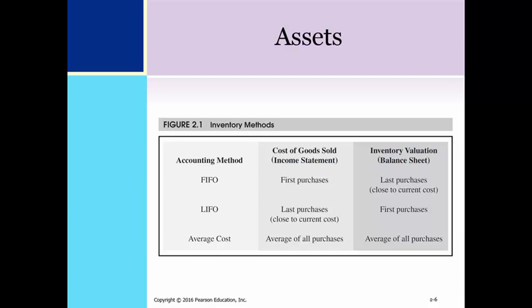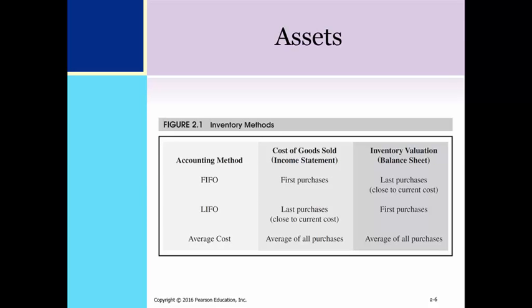Therefore, the first purchases or goods manufactured will be reported as cost of goods sold, while the inventory account on the balance sheet will include the last purchases or goods manufactured. The last goods purchased are always the goods that represent an amount closest to the current cost of those products.